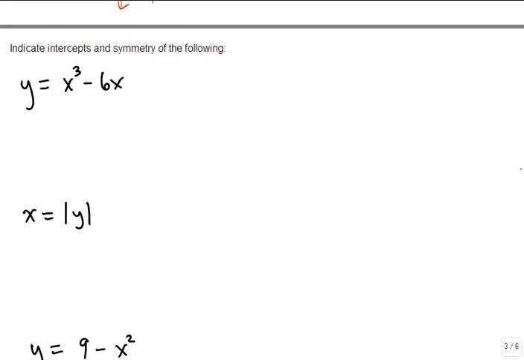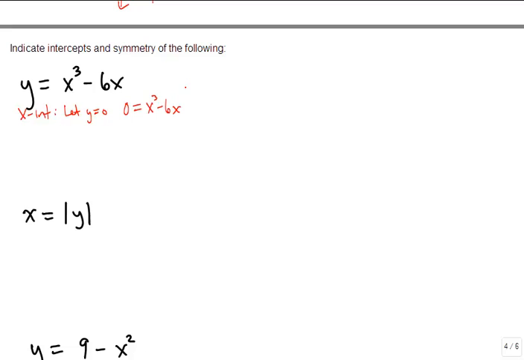Alright, let's practice what we just talked about. So we're going to be given an equation, some kind of curve, and we want to find its intercepts, and we also want to determine what kind of symmetry it has. So let's start with our intercepts first. So to find an x-intercept, you let y be 0. So we would substitute in a 0 right here where y is. So this would give me 0 equals x cubed minus 6x.